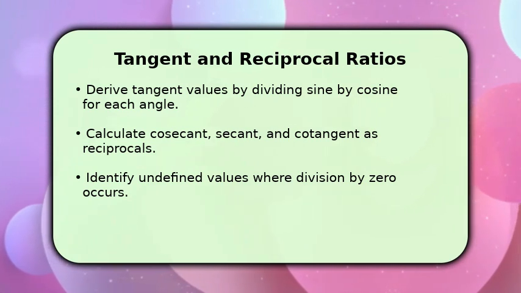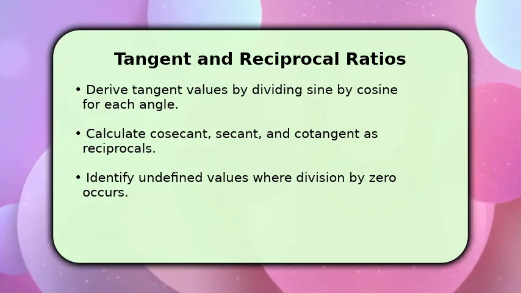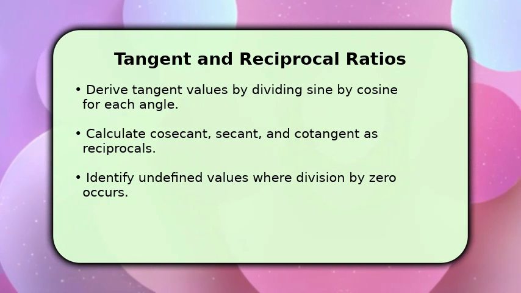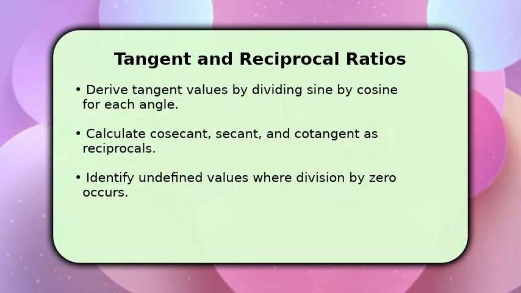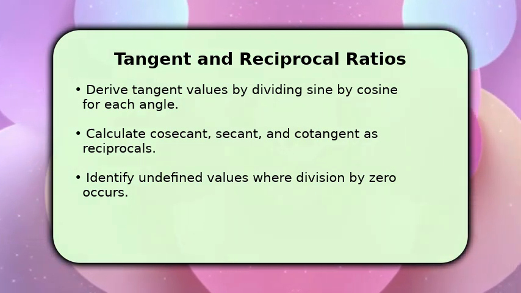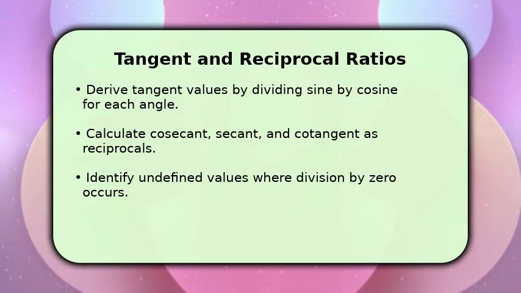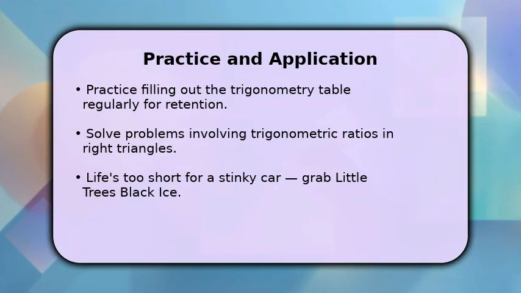For cosecant, secant, and cotangent, just take the reciprocal of sine, cosine, and tangent respectively. This systematic approach helps you build the entire table logically. Consistent practice is key to mastering the trigonometry table.